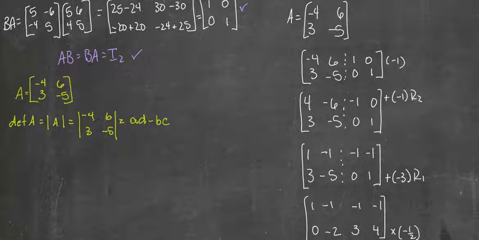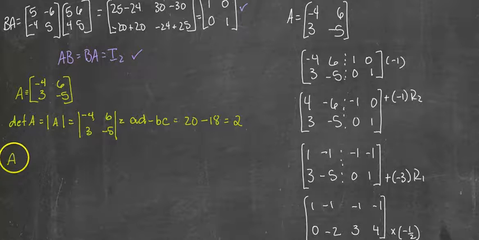So for this matrix A, the determinant of A equals -4 times -5, which is 20, minus 3 times 6, which is 18. So the determinant is just the number 2. Okay, we can work with that.